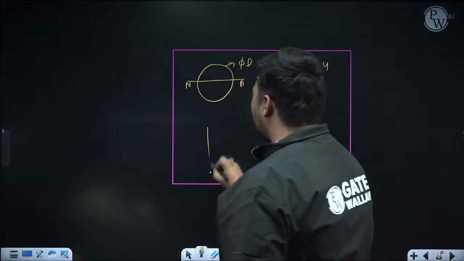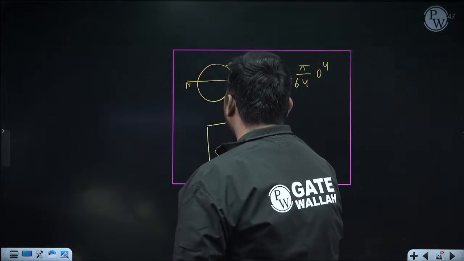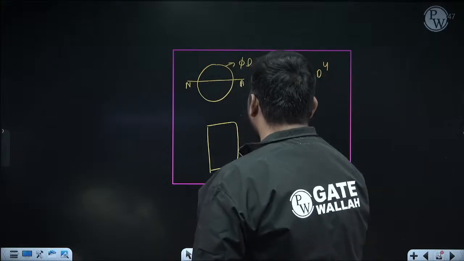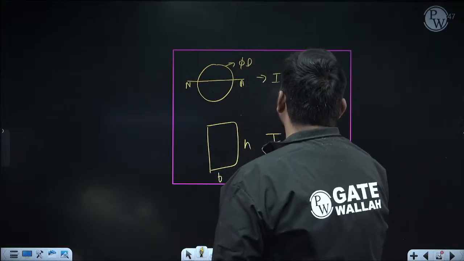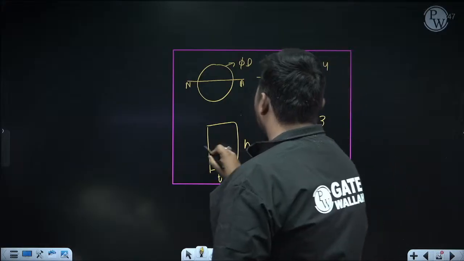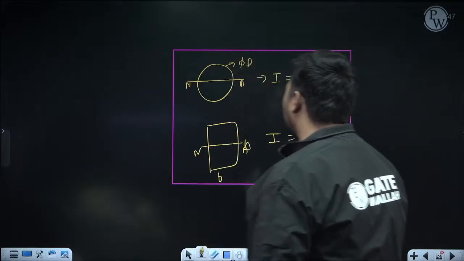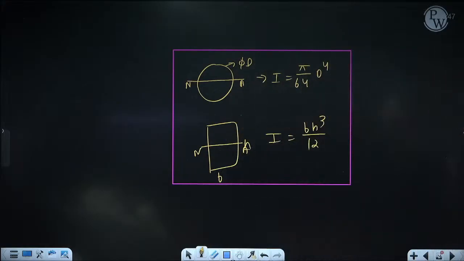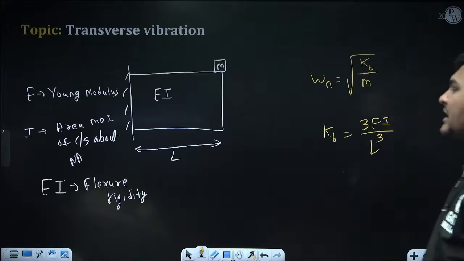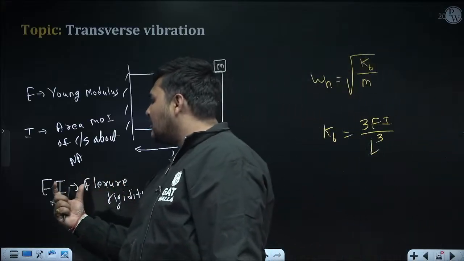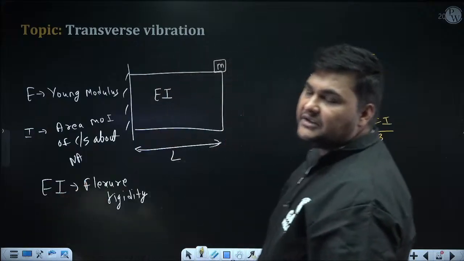Like if it is a rectangular cross section whose width is b, height is h, the formula to calculate I about the neutral axis is bh cube by 12. So this formula you will study in strength of material. And sometimes in vibration, the examiner directly gives the product of E and I, which is flexure rigidity.